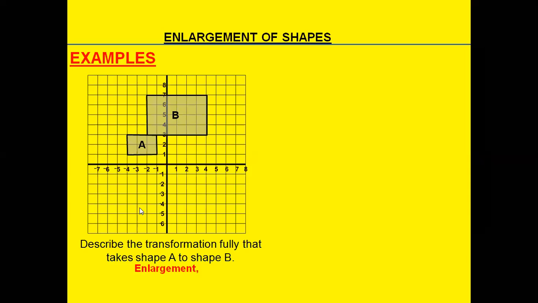It says it takes shape A to B. To know how much the scale factor became, you look at the sides. That side was 3. The corresponding side in the second shape became 6. What do we do to 3 to get 6? We multiply by 2. So the scale factor is 2.